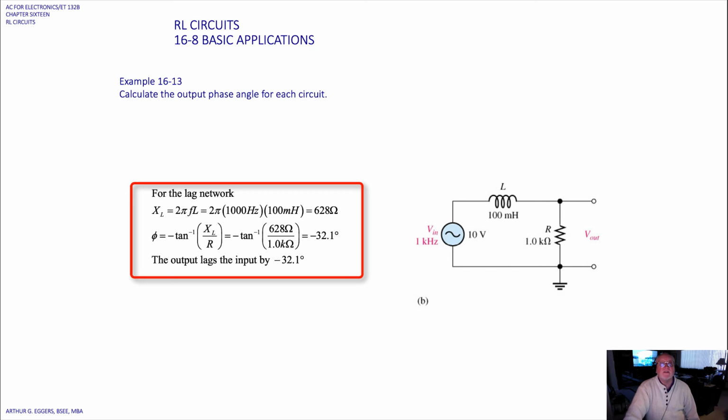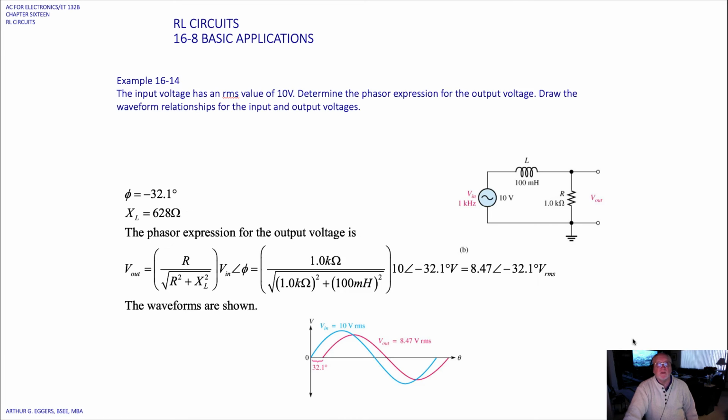Calculate the output phase angle for the circuit. For this one, again, we need to calculate the inductive reactance. We get 628 ohms from our 100 millihenry inductor here. Then we find the angle phi. In this case, 628 over 1.0 kilohms, we get an angle phi of minus 32.1. So the output lags the input by 32.1 degrees.